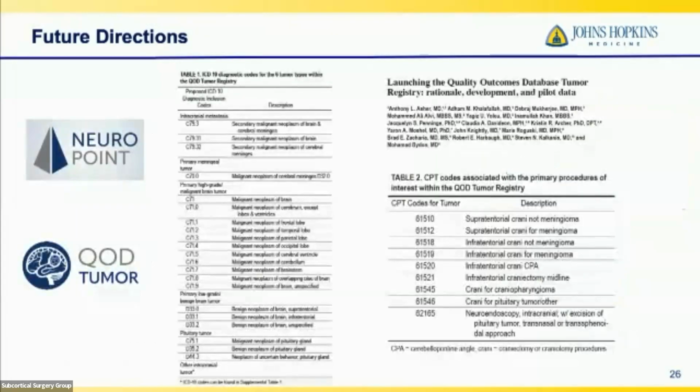And one final point that I would say, and this is a little bit of a pitch to this group, I'm involved in the Quality Outcomes Database, particularly in the tumor subset. Last year, a paper was published where we talked about our initial series in the QOD, where we've captured more than 1,000 patients that have various tumors, including deep-seated gliomas and brain mets using CPT codes.